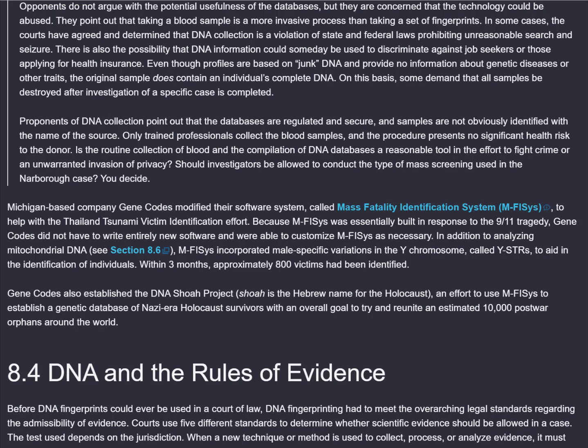There is also the possibility that DNA information could someday be used to discriminate against job seekers or those applying for health insurance. Even though profiles are based on junk DNA and provide no information about genetic diseases or other traits, the original sample does contain an individual's complete DNA. On this basis, some demand that all samples be destroyed after investigation of a specific case is completed.